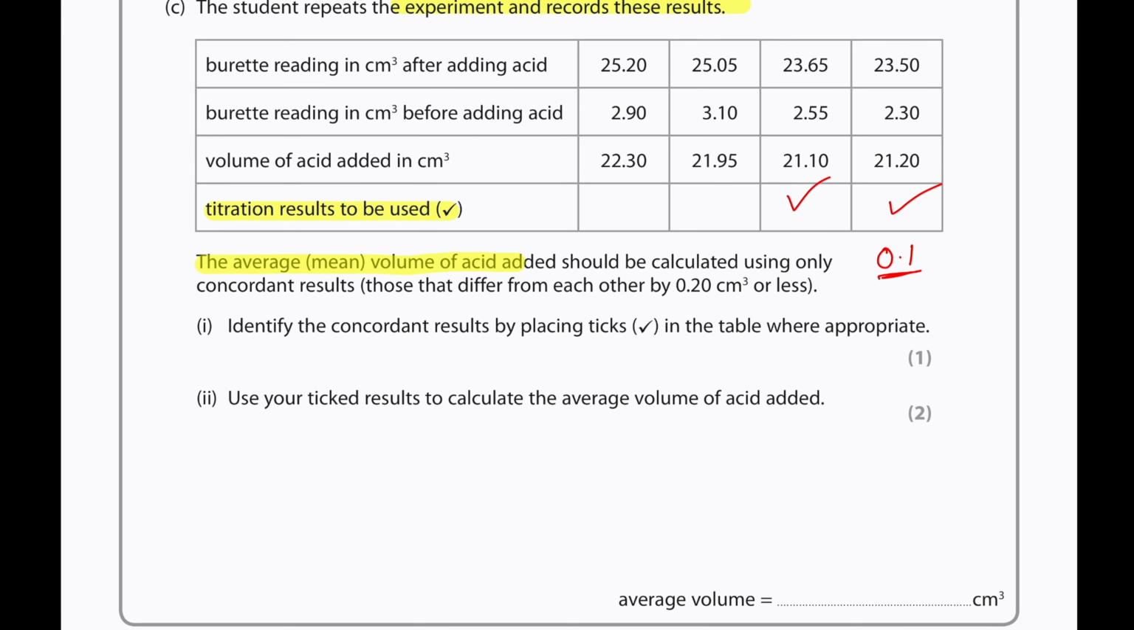The mean volume of acid added should be calculated using only concordant results, those that differ from each other by 0.2 cm³ or less. So 0.2 cm³ is also acceptable. Identify the concordant results by putting a tick. We have done it. Use your ticked results to calculate the average volume.